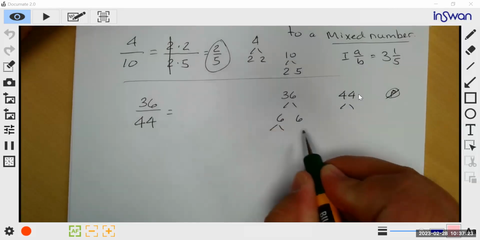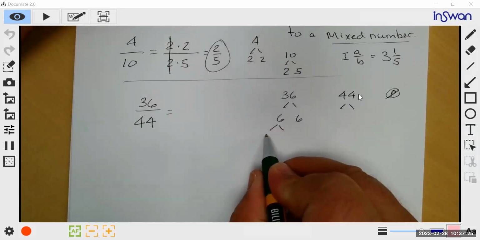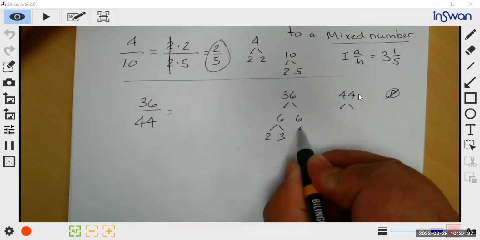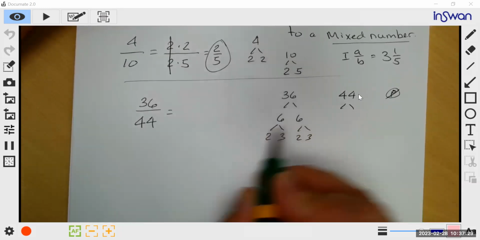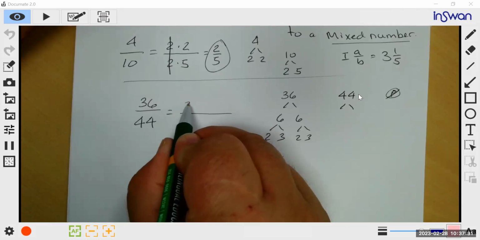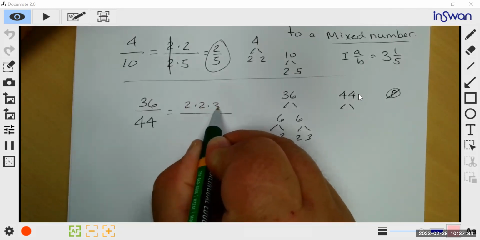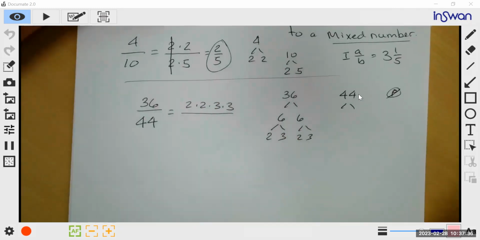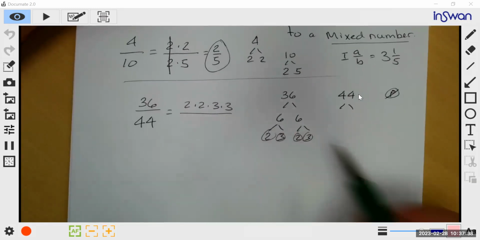What is 6 made up of? 2 times 3. 6 is made up of 2 times 3. So that's as far as we can go. So it's 2 times 2 times 3 times 3. That's what 36 is made up of.